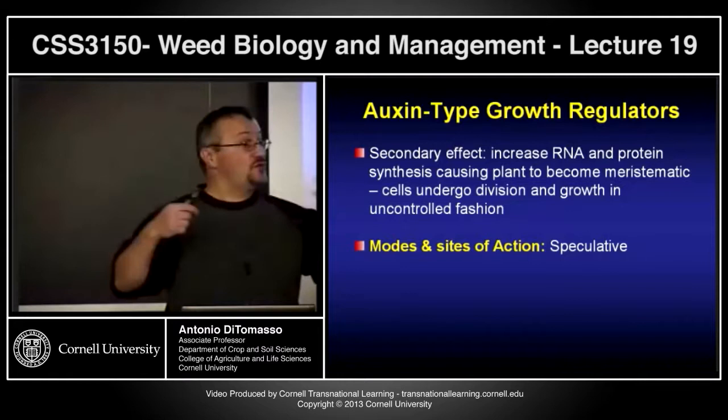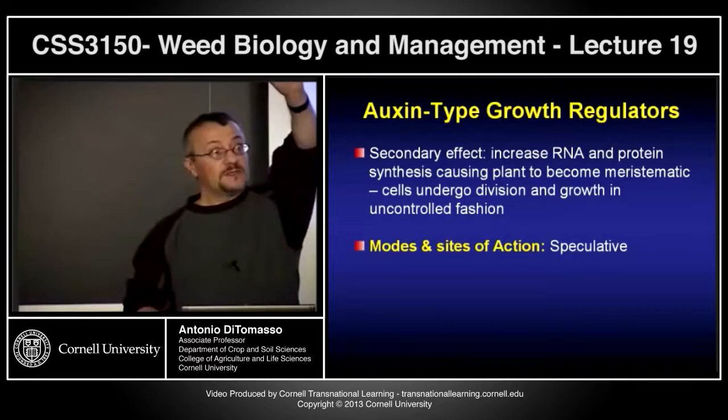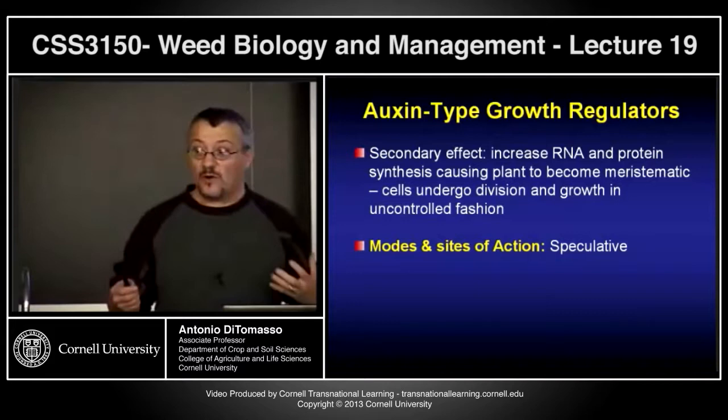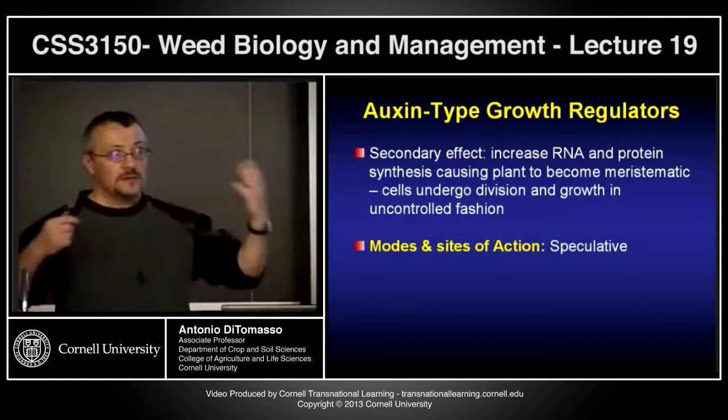Meristematic tissue is just very quick cell division. It would be like the root hairs, the growing tips. If you look at the very actively growing parts of the plant, and also the parts of the plant that require a lot of energy. It's like a young child. You just got to feed it. That's what happens to these, except the plant can't be fed.